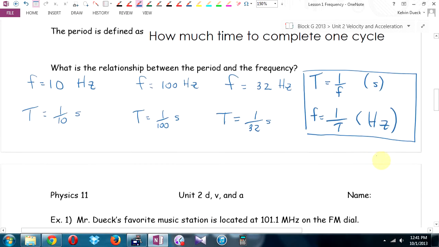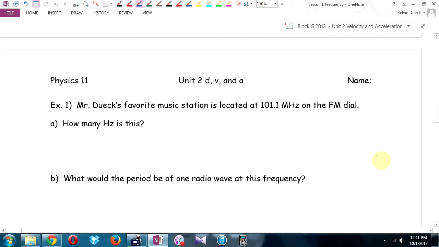Okay? So let's try a little bit of this. Example 1. My favorite music station is located at 101.1 FM. If you look very closely on your stereos, it's megahertz. We don't say that, we just say FM 101.1, but FM is megahertz. By the way, FM stands for frequency modulated. Little physics word over there. How many hertz is this? Hey, this is great practice for your quest. This is a unit conversion.